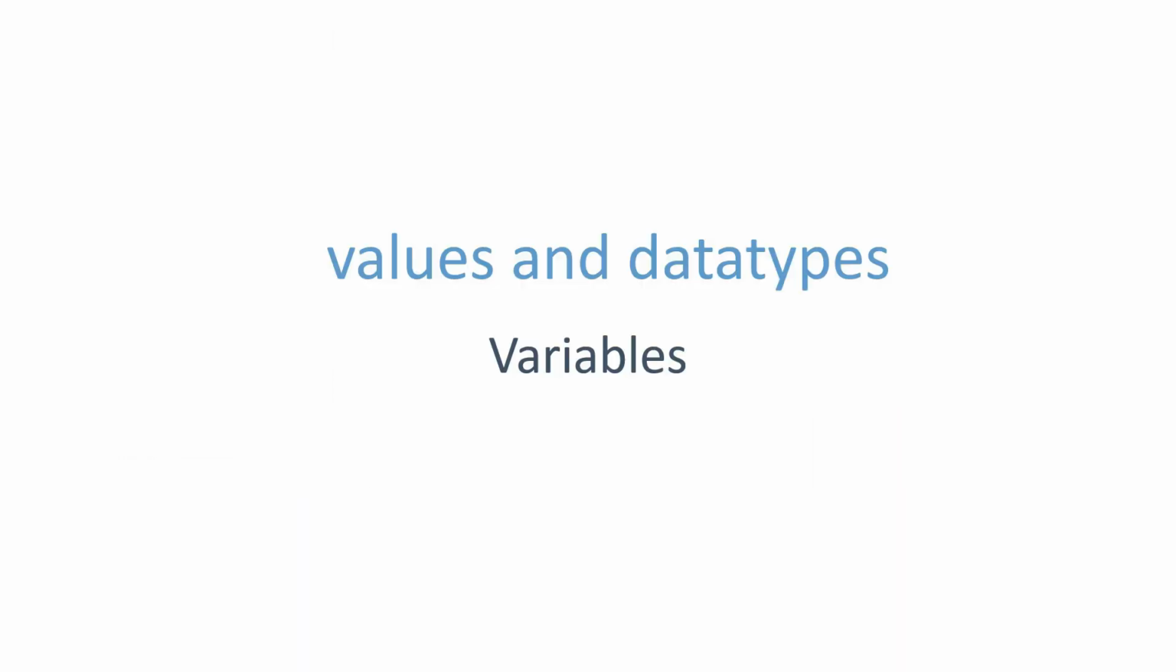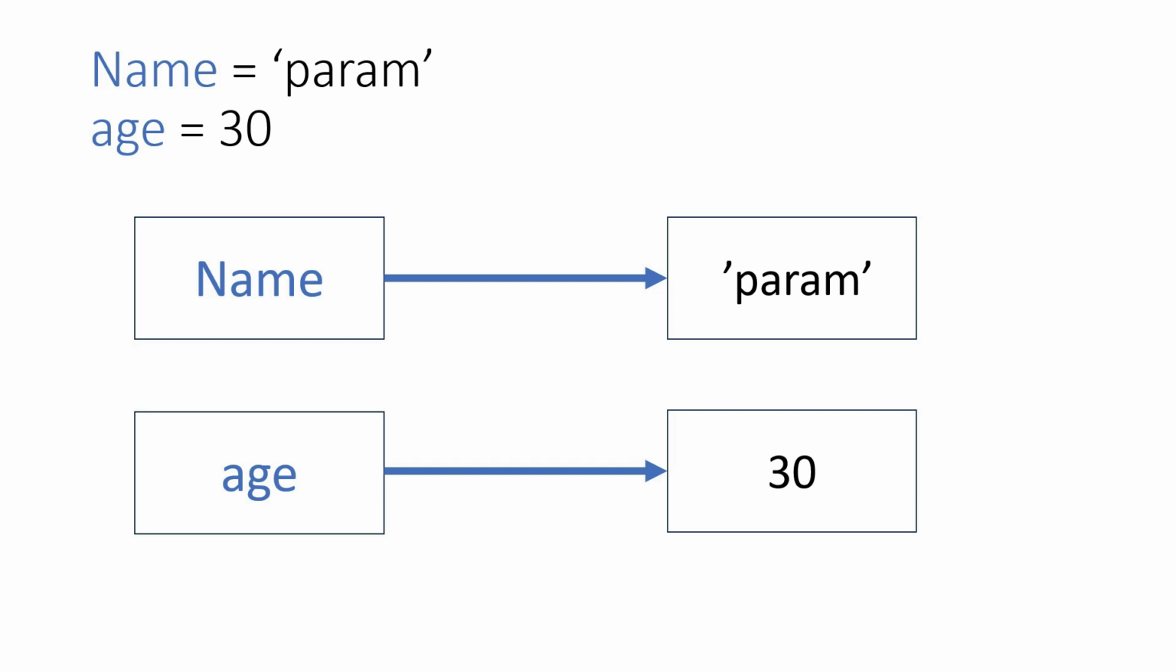In this session, I am going to explain variables. Name equal to param, age equal to 30. Here, everything on the left hand side of the equal sign is considered a variable. That is, name and age are variables. Param and 30 are values. Param is assigned to the name, 30 is assigned to the age.